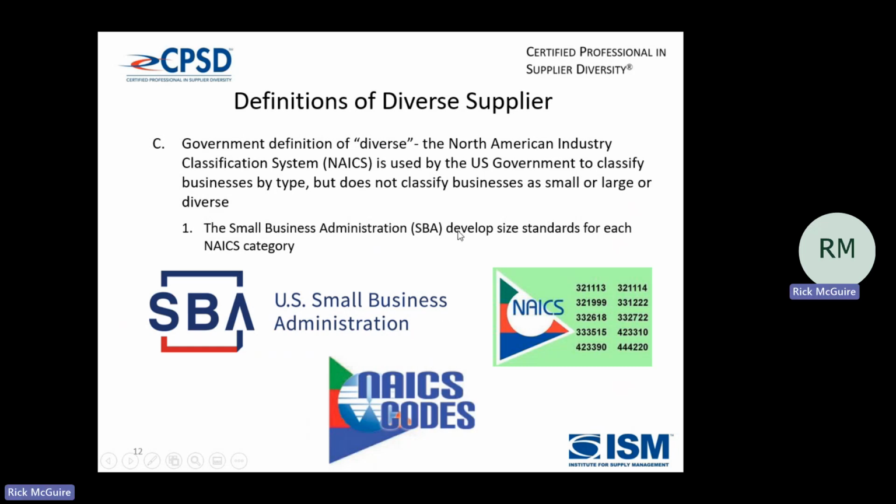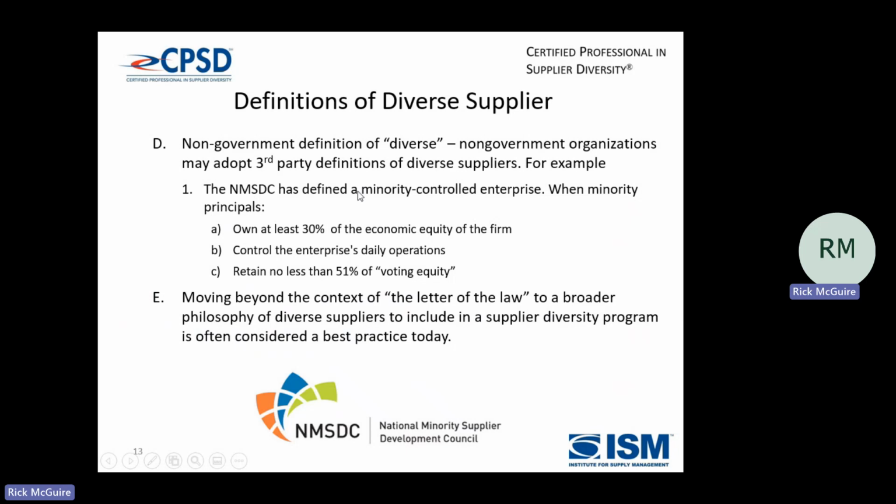The Small Business Administration develops size standards for each NAICS category. So you can figure out what category your suppliers are in, and then you can go see with SBA whether they're small or large. Non-government definition of diverse.